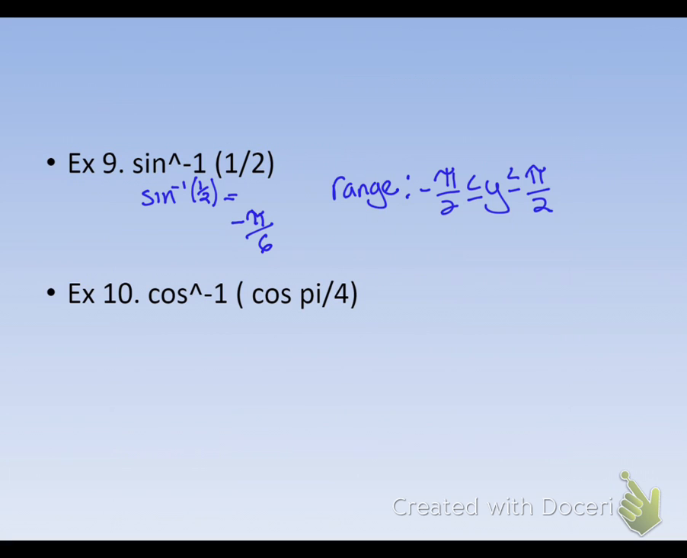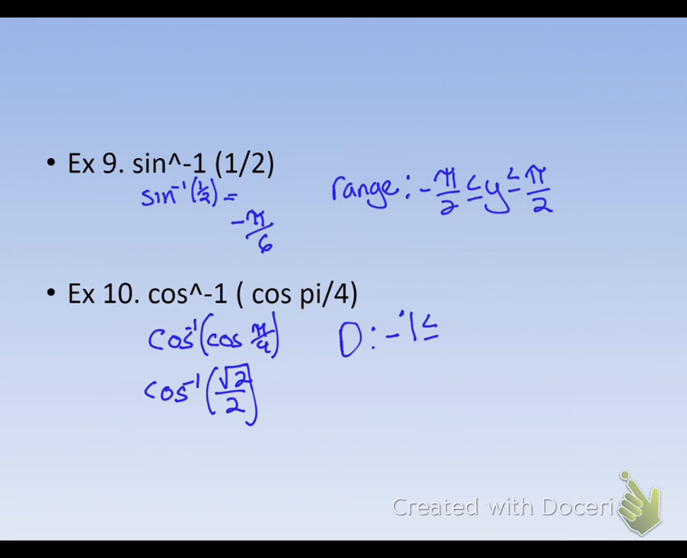Next up, we have cosine inverse of cosine of pi over 4. First thing we have to do is evaluate the inside. We know that the cosine of pi over 4 is going to give us the square root of 2 over 2. I have to check to make sure it's in the domain. So our domain for cosine inverse is -1 to 1. It is, in fact, in the domain. If you put it into your calculator, you get 0.707106.